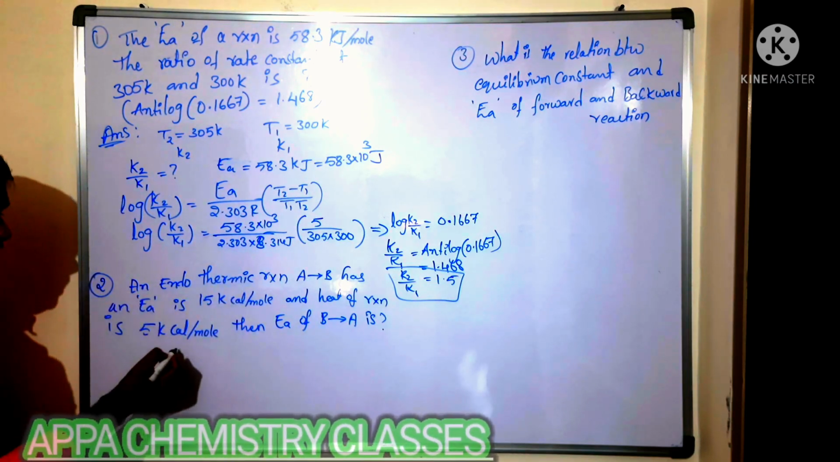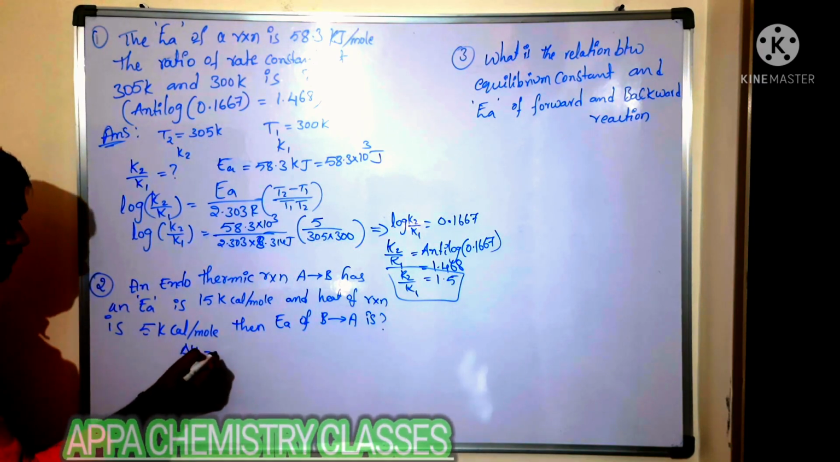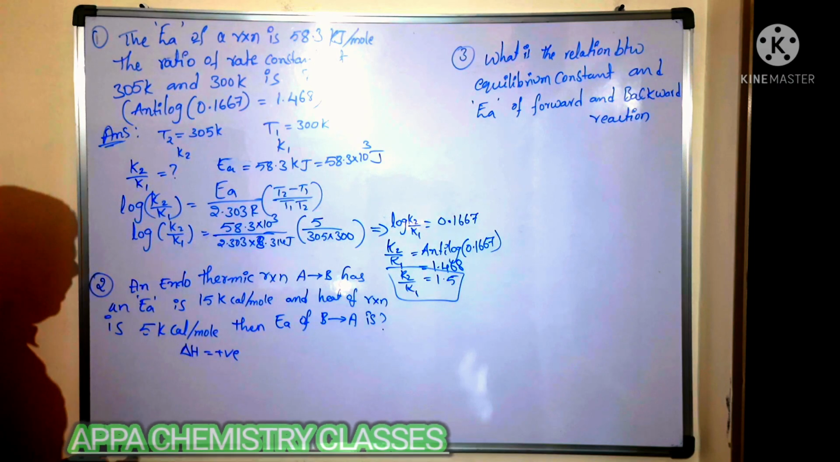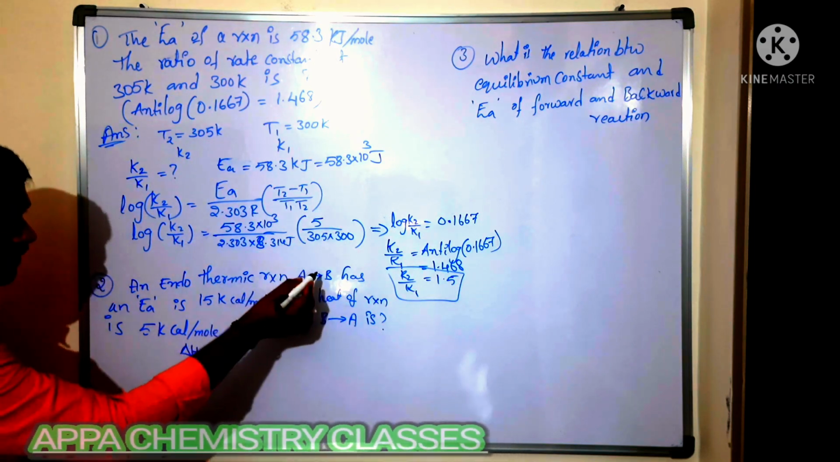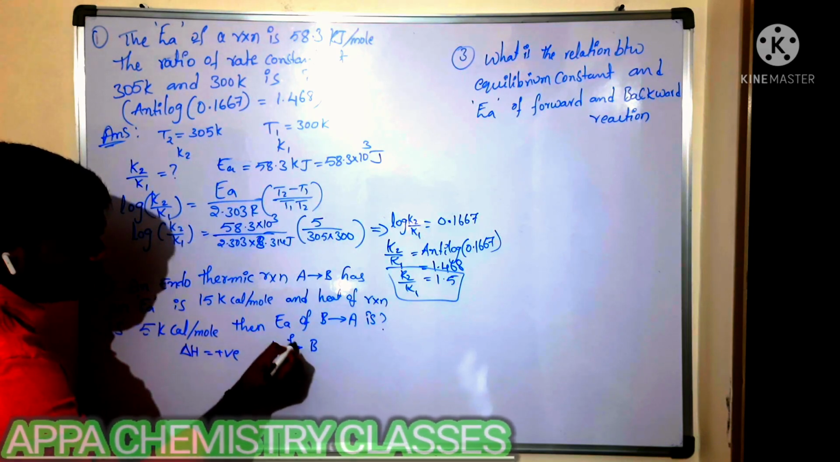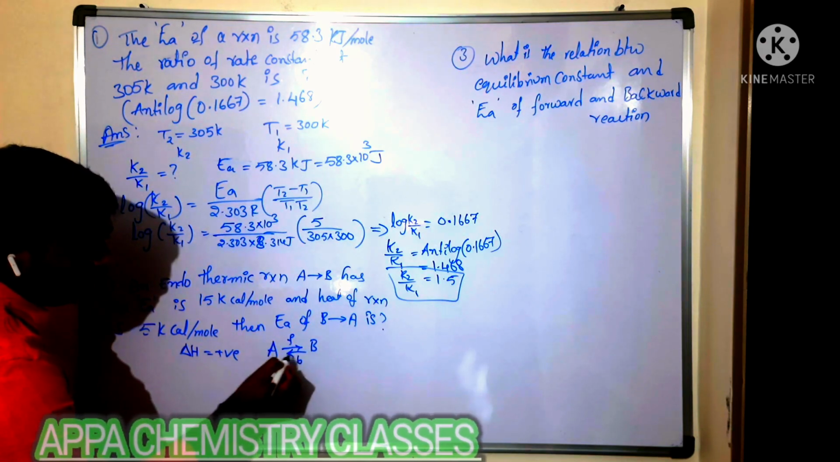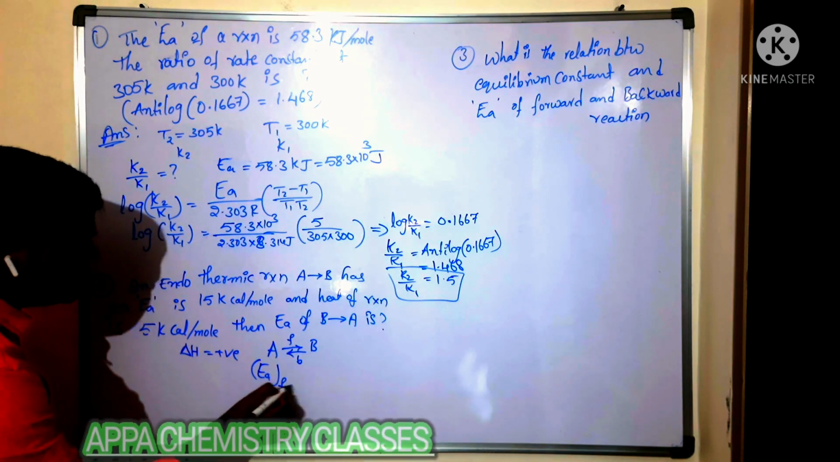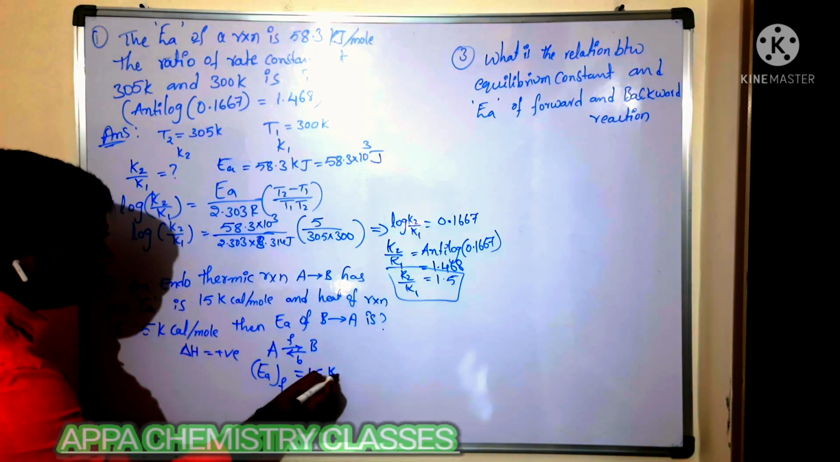An endothermic reaction means delta H is what? Positive. The reaction has an activation energy of 15 kilocalorie. It is A to B. A to B means what? Forward direction. So B to A means what? Backward direction. So the activation energy of the forward direction is how much they have given? 15 kilocalorie per mole.